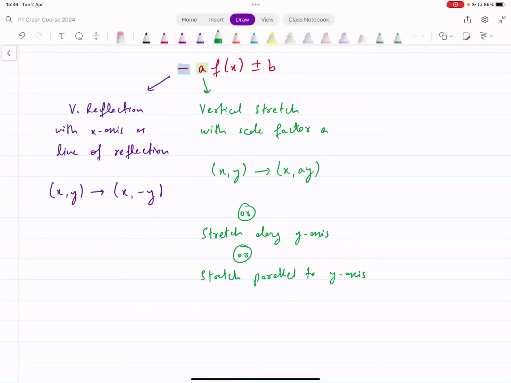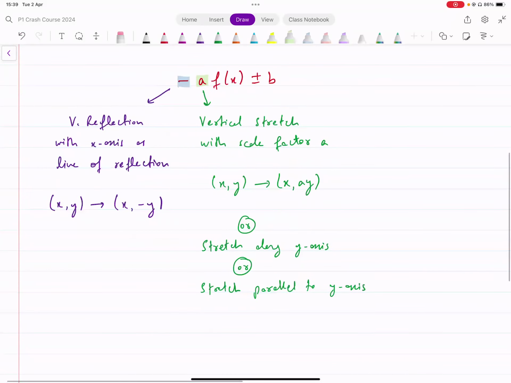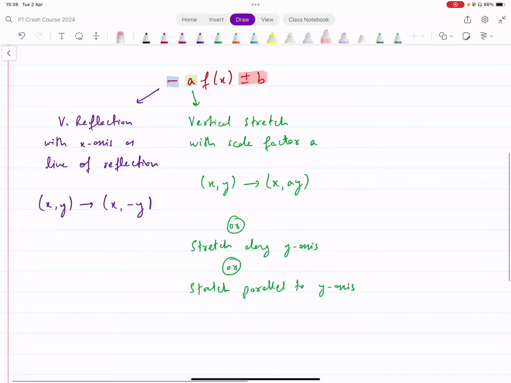Okay. Then finally, you got translation. What's translation? Plus minus b. When you add or subtract something outside the function, that's a vertical translation. So this becomes, this is a vertical translation. And in translation, what you have to do is, you've got to write down the vector, right? In this case, writing down the vector is going to be necessary.